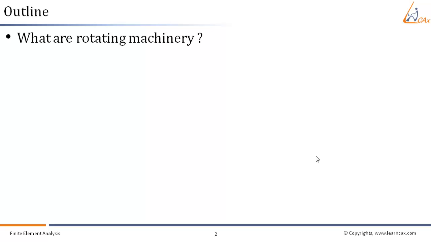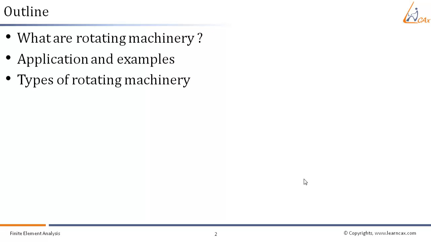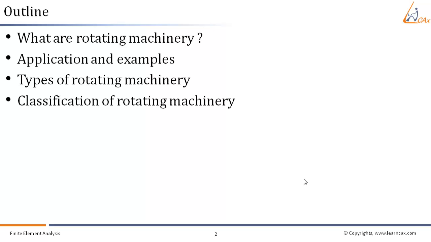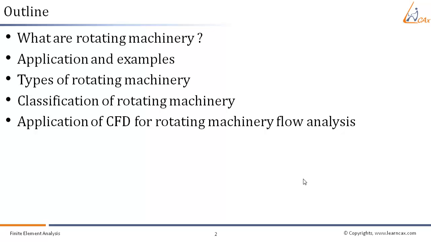Let us see what we are going to learn in this session. First, we are going to see what rotating machinery is, what the different equipments that come under this category are, how they work, and what working principle they have. Then we are going to see applications and examples. We are going to see types of rotating machinery, the different categories and classifications. After that, we are going to see classification of rotating machinery flows. And then we are going to see the application of CFD for rotating machinery flow analysis, and an overview of different types of CFD models that are made in order to model rotating machinery flows.